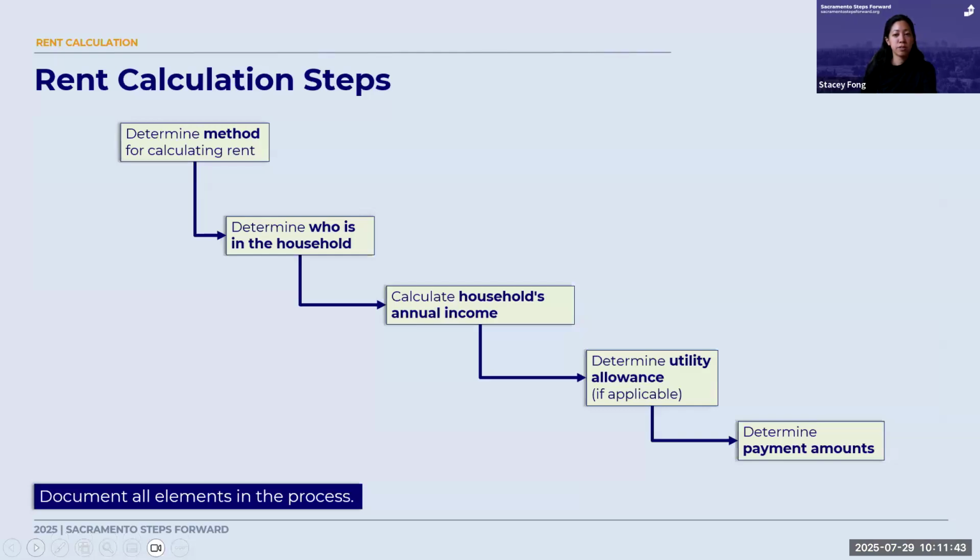So again, here are the steps for determining rent. We just covered determining the method, and the next steps are going to include who should go in the household, annual income, utility allowances. These next sections will include a lot of information, but they're really there to provide you with the reference after the presentation's over, so you have the slides.